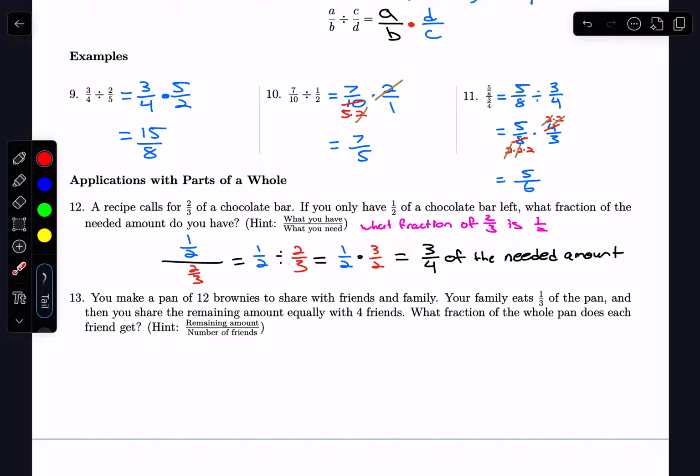So for right now, we're thinking about it a little bit more generally as just take what you have and divide it by what you need. And that tells you the fraction of the needed amount that you have.